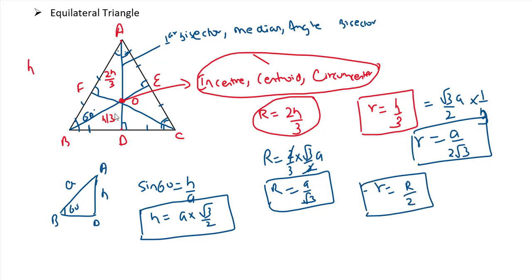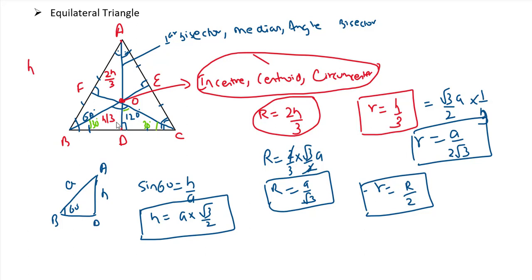One last point about the equilateral triangle. The angle subtended by any side of the equilateral triangle at the circumcenter, the incenter, or the centroid will always be 120 degrees. So how do we arrive at this figure? Now this angle is 60 degrees, and since this line is your angle bisector as well, this angle will be 30 degrees. Similarly, this angle will be 30 degrees. Now in a triangle, the sum of all the angles is 180 degrees. So in this triangle BOC, two of the angles are 30 degrees, so this angle will be 120 degrees.